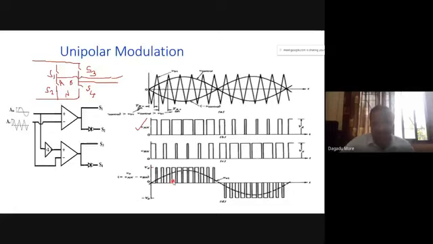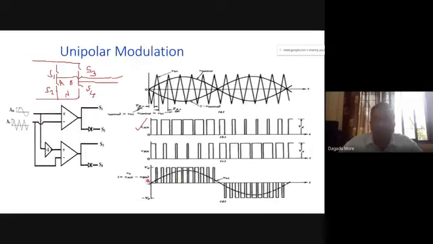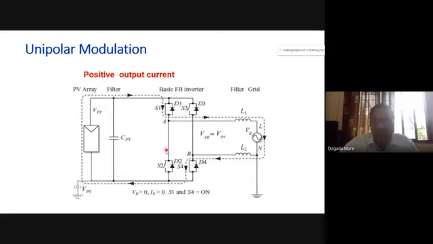If you go back, here the output current is positive. Whenever positive current is there, what are the possible options? S1 will be on, and let us show the various 3 possible combinations for positive output current.